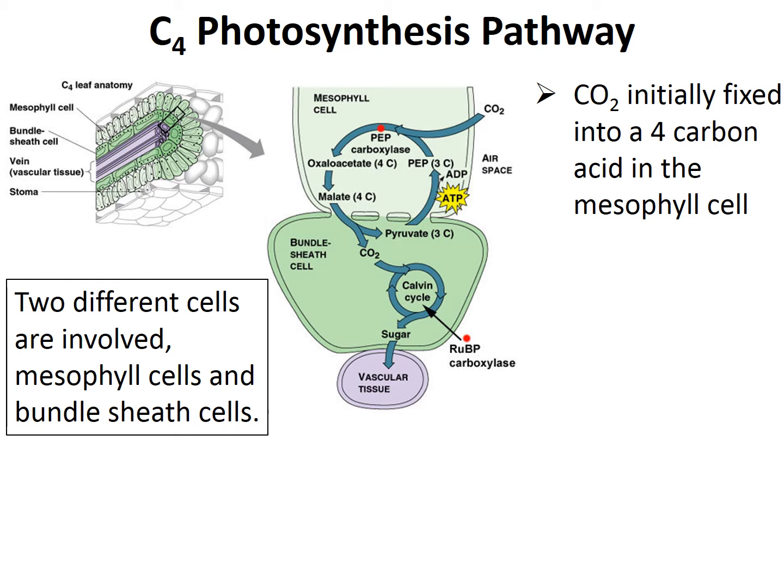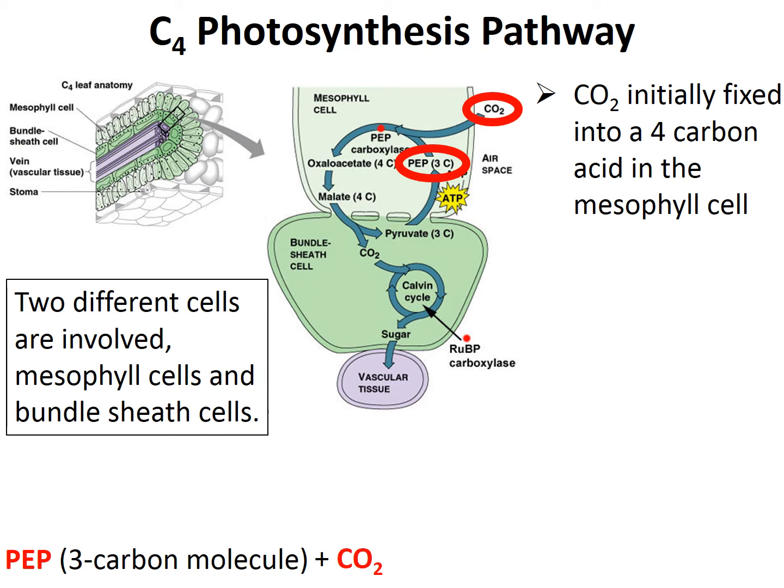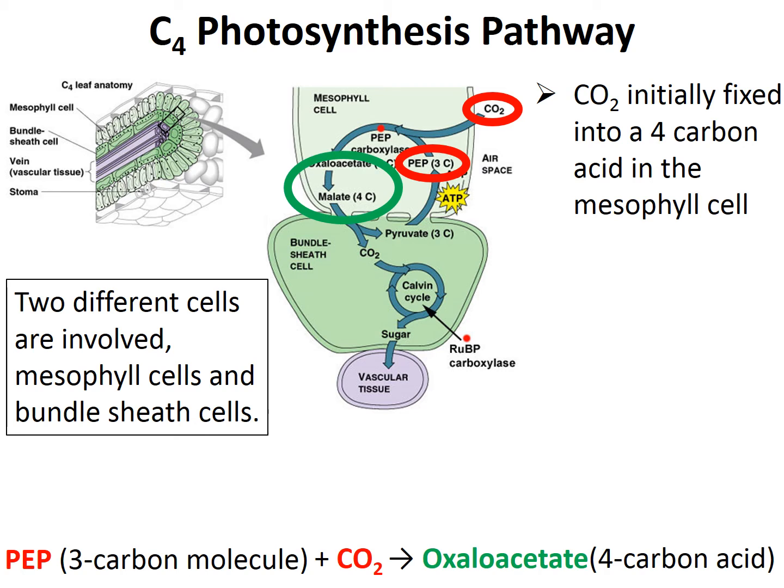Second big difference to note is that CO2 is initially fixed into a 4-carbon acid in the C4 pathway. So we have this 3-carbon molecule called PEP combining with carbon dioxide to form a 4-carbon acid.